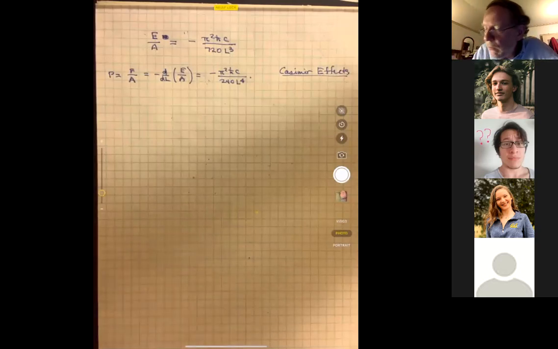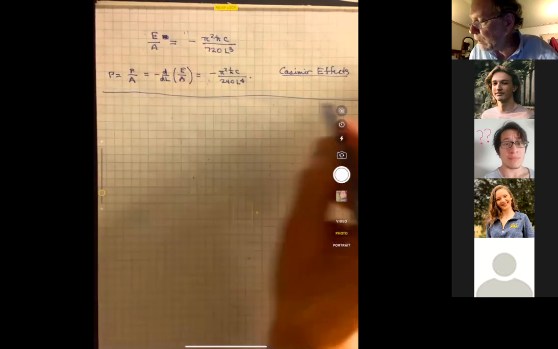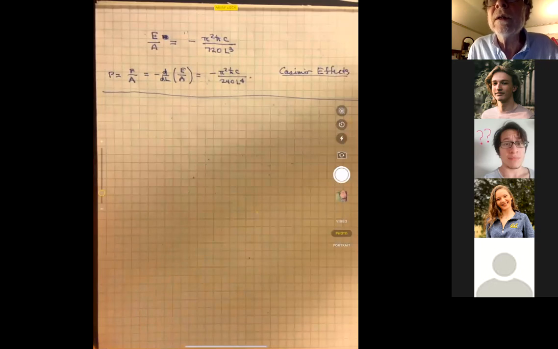In any case, going forward, we're going to ignore the zero-point energy and drop the term from the Hamiltonian, which is appropriate for the free field, and we're going to do that henceforth.